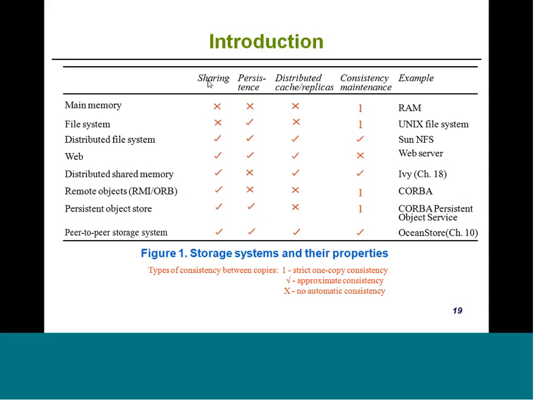And then there's something called a persistent object store. This provides persistence, and it also allows sharing, but it does not allow distributed cache or replicas. The consistency maintenance is also only one copy consistency. Then we have peer-to-peer storage systems. They provide all of them, and an example could be OceanStore.